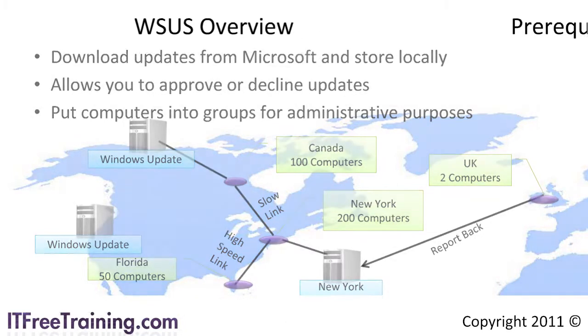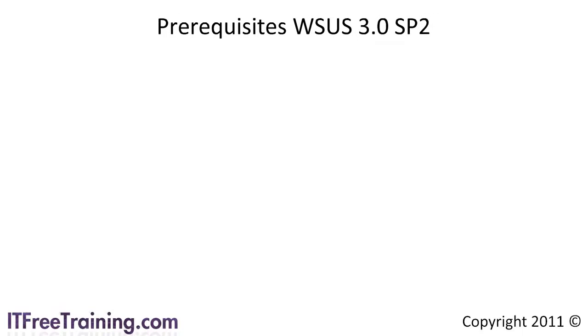Currently, the most recent version of WSUS is version 3 with Service Pack 2. In order to install WSUS, you need to be running one of the following server operating systems.